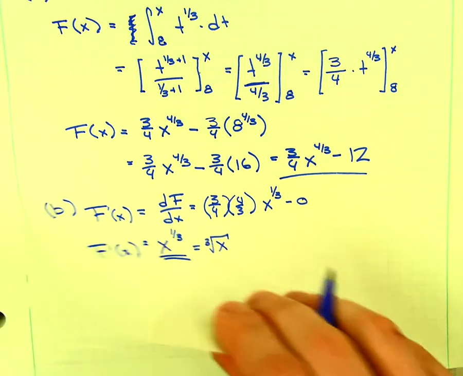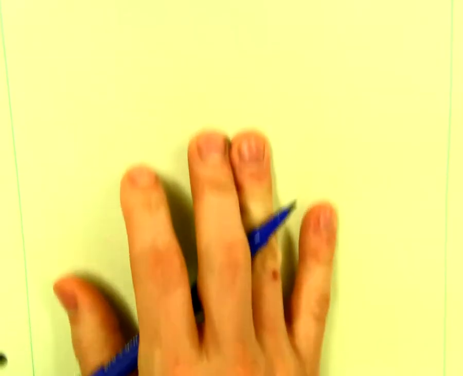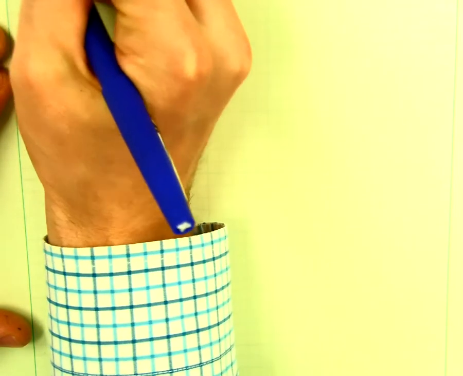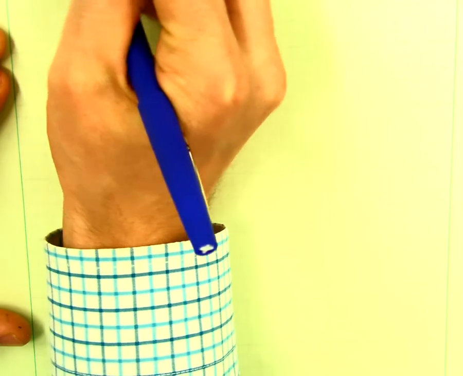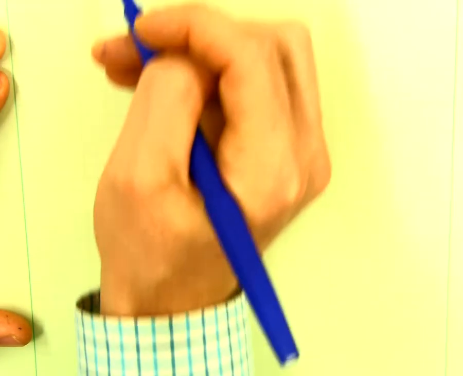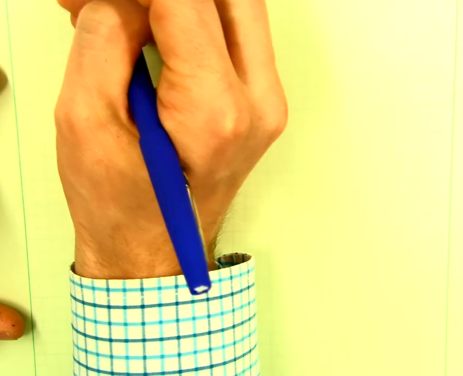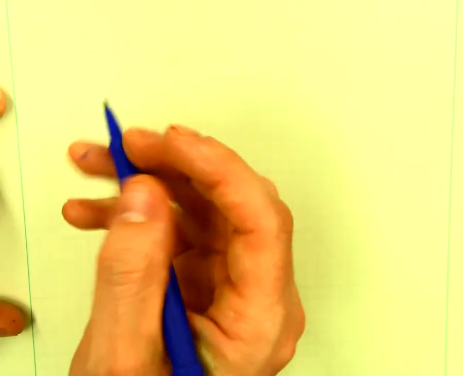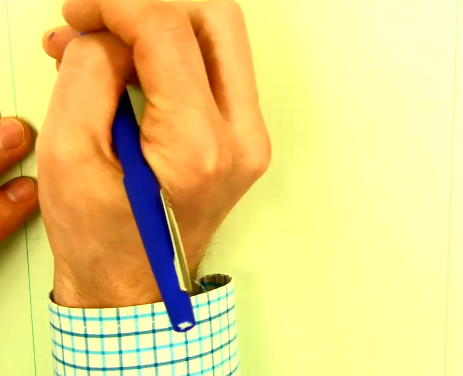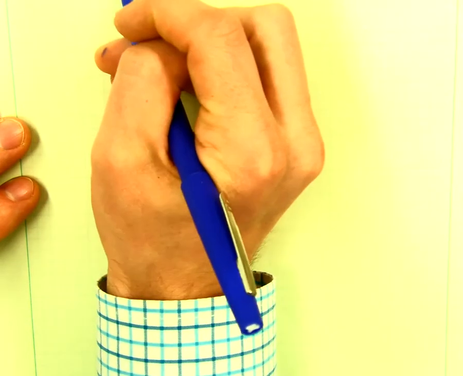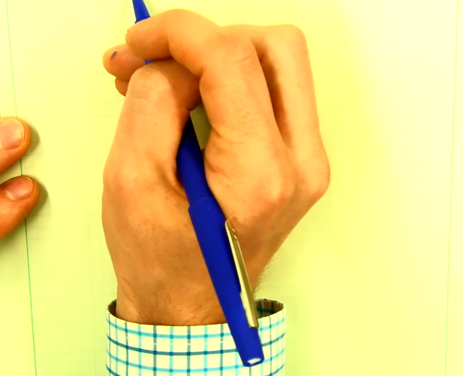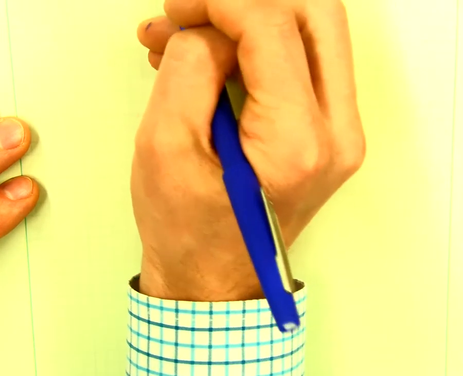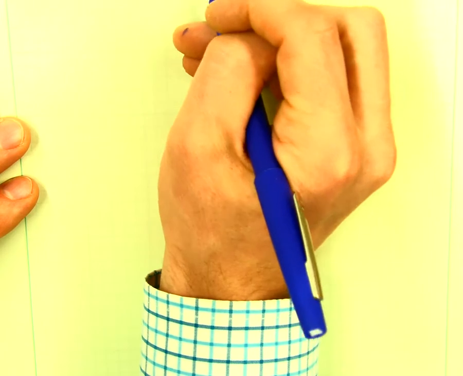Now, the next example that I want to do is a little bit trickier, okay, and it's going to be more similar to the example that we left off with yesterday. Okay, so all you're tasked with here is finding f prime of x. Okay, and so f of x is equal to the integral from 2 to x squared of 1 over t cubed dt.